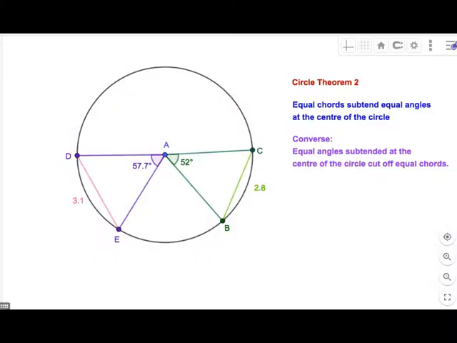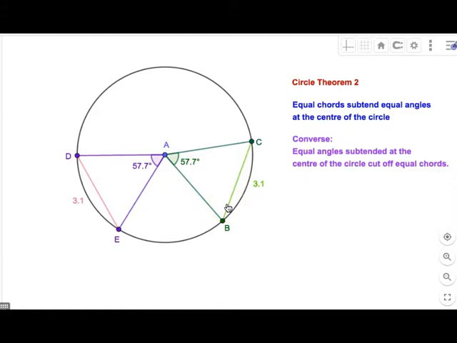Similar to theorem number 1, instead of talking about arcs, we talk about chords. At the moment these chords are not equal in length, so let me make the chords equal in length. There we go. So equal chords subtend equal angles at the center, that is circle theorem number 2. And the converse is that equal angles subtended at the center of the circle cut off equal chords.